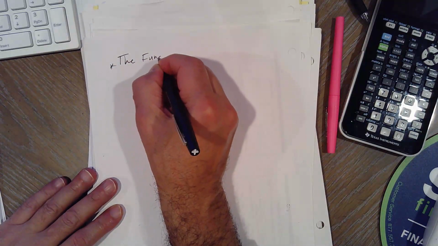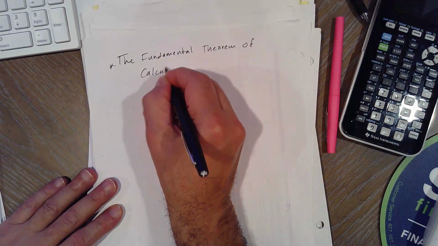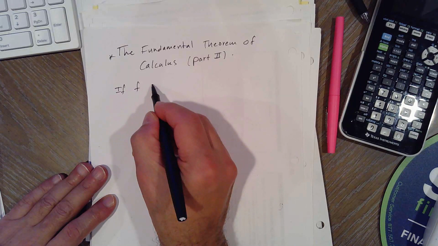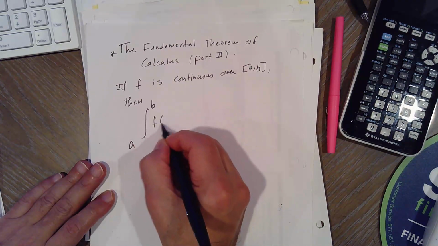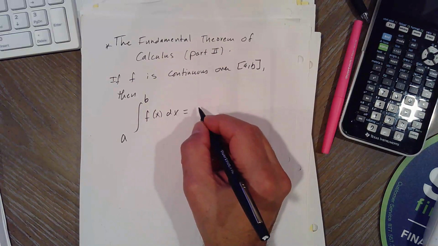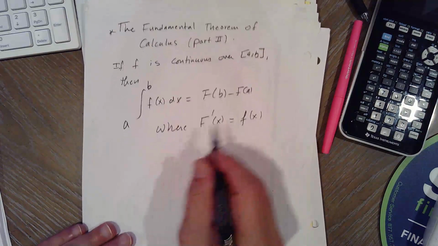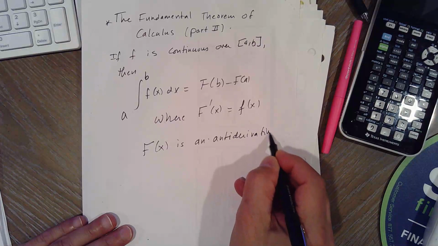So the second fundamental theorem of calculus, part 2. If f is continuous over a closed interval a, b, then if you want to find the definite integral from a to b of f of x dx, it's basically big F of b minus big F of a, where F prime of x is little f of x. Basically, big F of x is an antiderivative of little f of x.